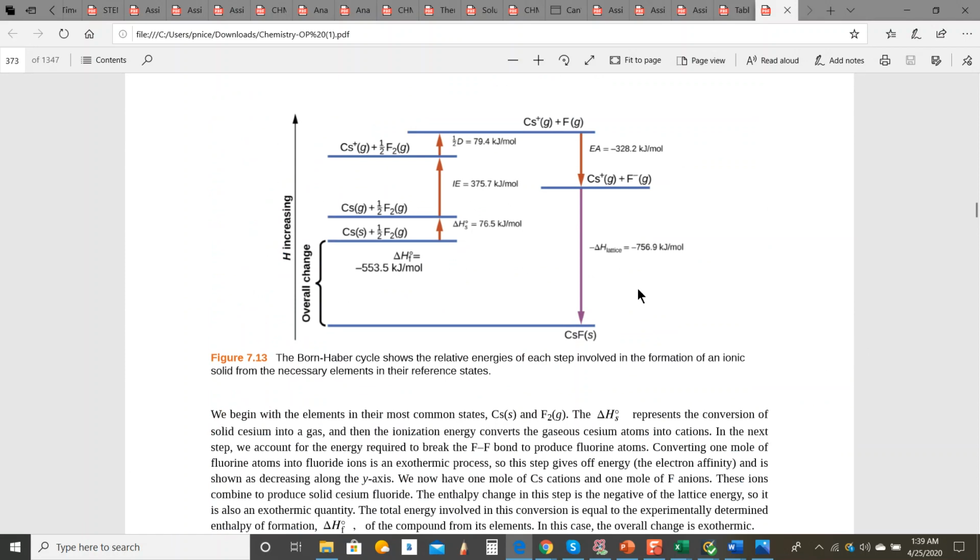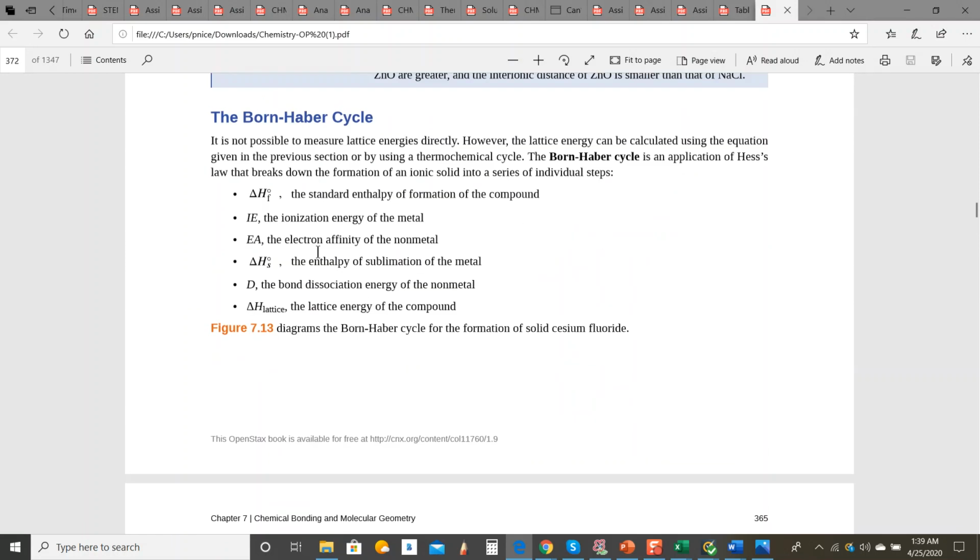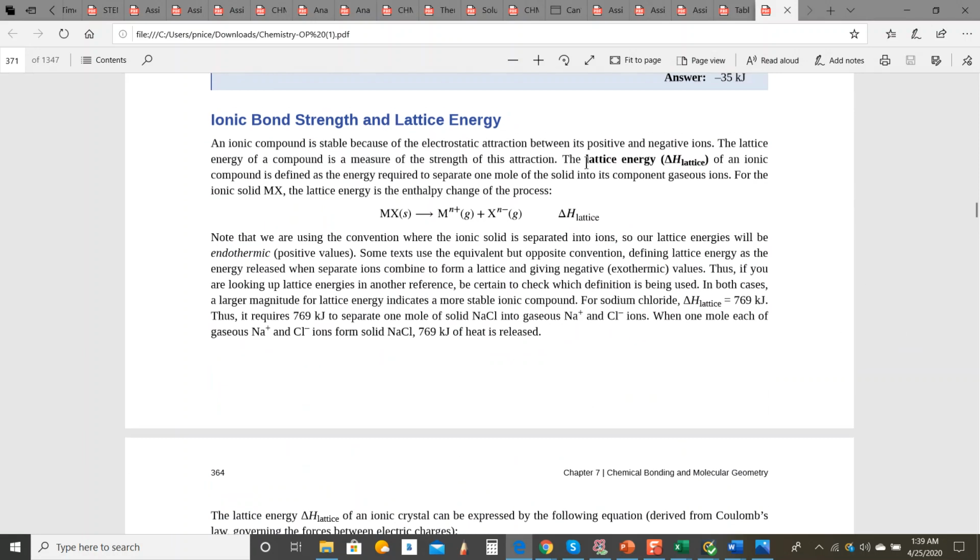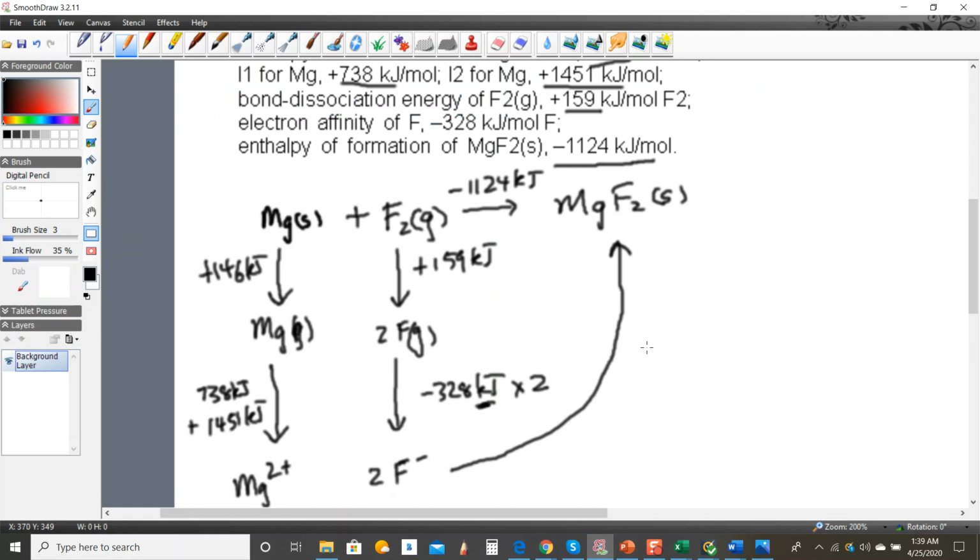Let me see if it defines the lattice energy here. Okay, so here's the definition. According to your textbook, the lattice energy is the energy required to separate a mole of the solid into its component gaseous ions. So basically, you're starting from the solid ionic compound to form the ions. The energy required for that would be the lattice energy. So based on that definition, going back to the problem, the lattice energy is actually the energy required to go in this direction. So that would be delta H lattice energy.